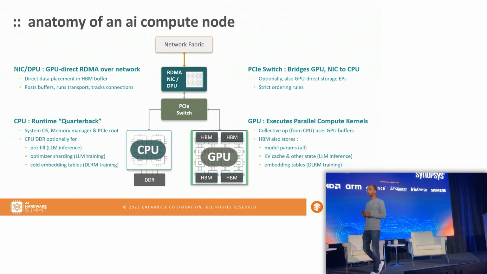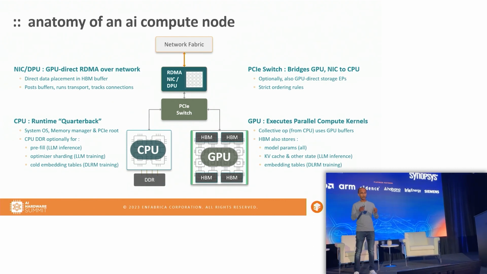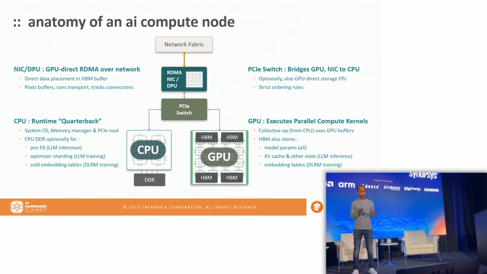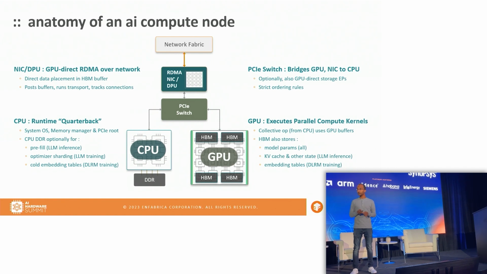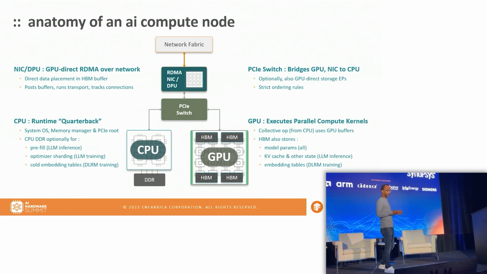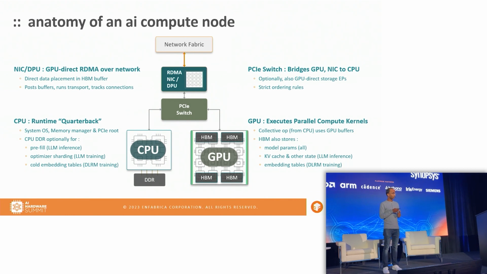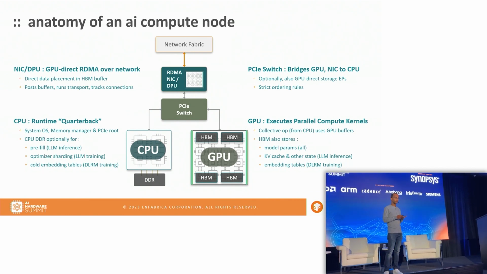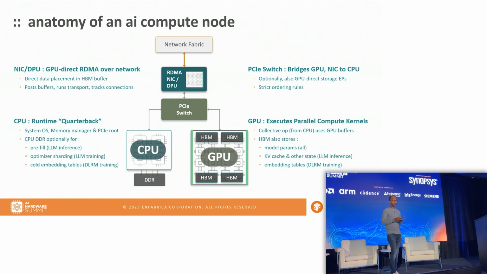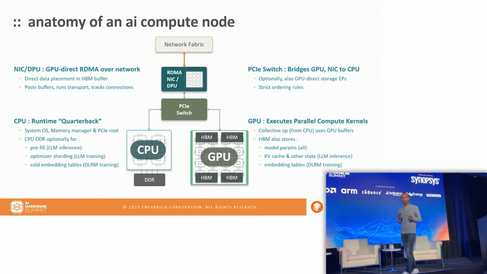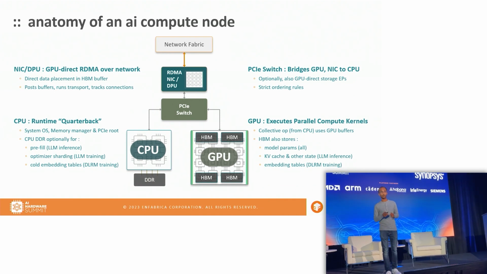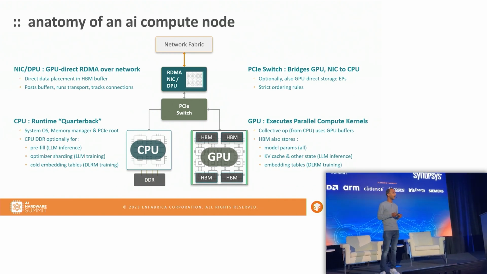That GPU obviously contains a lot of compute, a lot of parallel compute kernels that are mapped to it. But the HBM memory, especially on the high-end GPUs used in AI, stores model parameters, the KV cache and other types of state for inference, as well as embedding tables if it's a DLRM application. So that HBM is extremely valuable real estate, and it's where all the data effectively sits for the high-performance crunching of AI workloads.